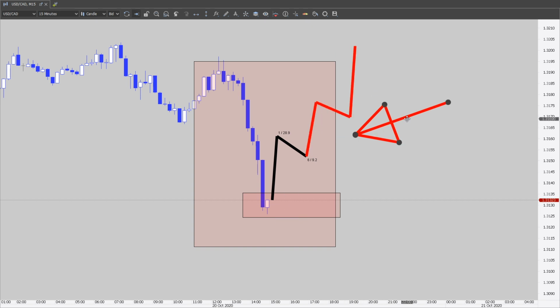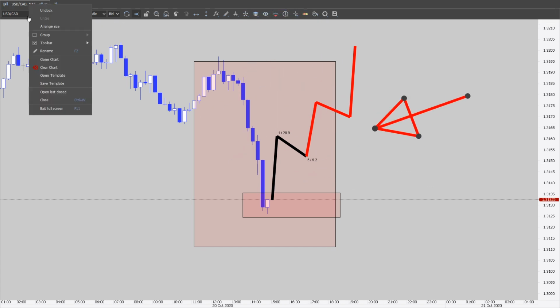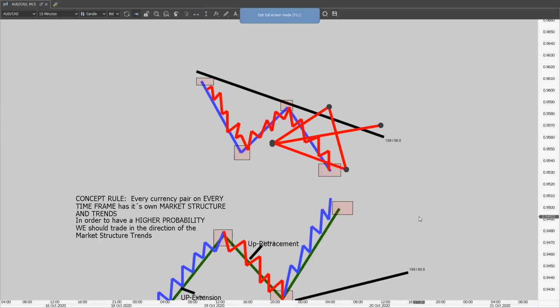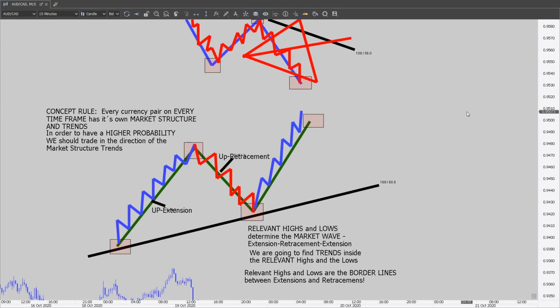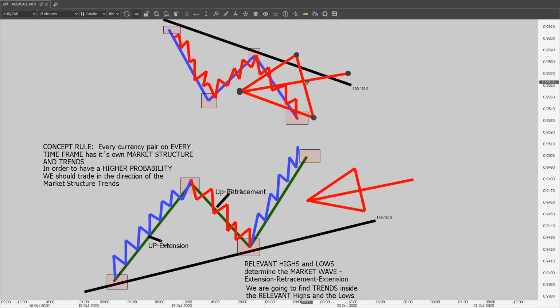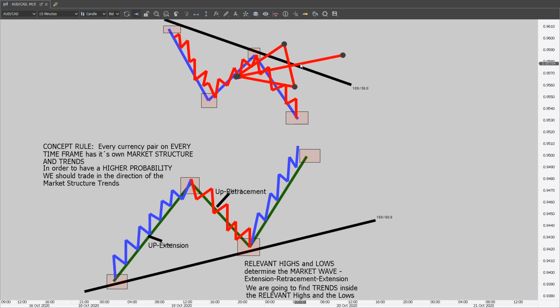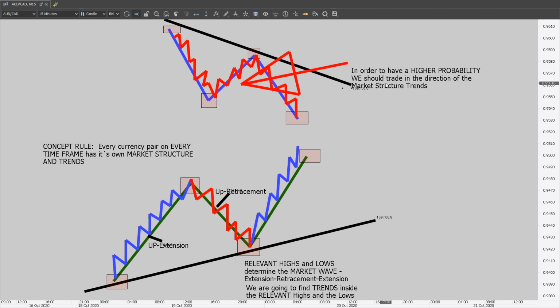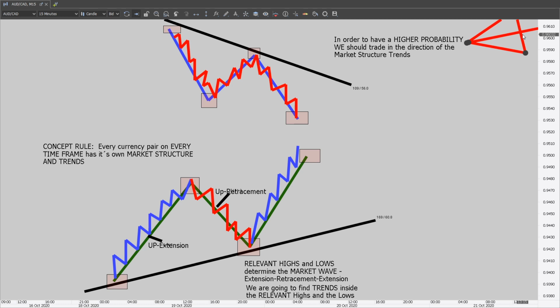Right? So lesson number 4, you need to understand what you are shorting and where you are shorting from the bigger picture. What's the bigger picture? This is the bigger picture. It doesn't really matter, scalper, day trader, swing trader, it really doesn't matter. You need to know from the big picture what you are doing. Are you shorting? Yes, I am. Okay, where are you shorting? Are you going long? Yes, I am. Okay, where are you going long? Why are you going long? Because of the concept rule: in order to have a higher probability, we should trade in the direction of the market structure trends.